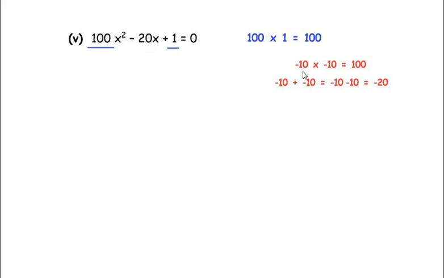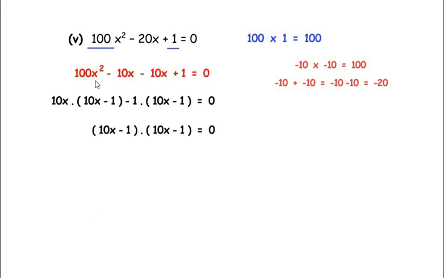So the two factors we have chosen here are negative 10 and negative 10, because negative 10 times negative 10 we get a positive 100, and negative 10 when you add it with negative 10 we get negative 20, since a minus with a minus gives us minus. So minus 10 and minus 10, they add up together to give us minus 20. So this equation now becomes 100x square minus 10x minus 10x plus 1 equal to 0.